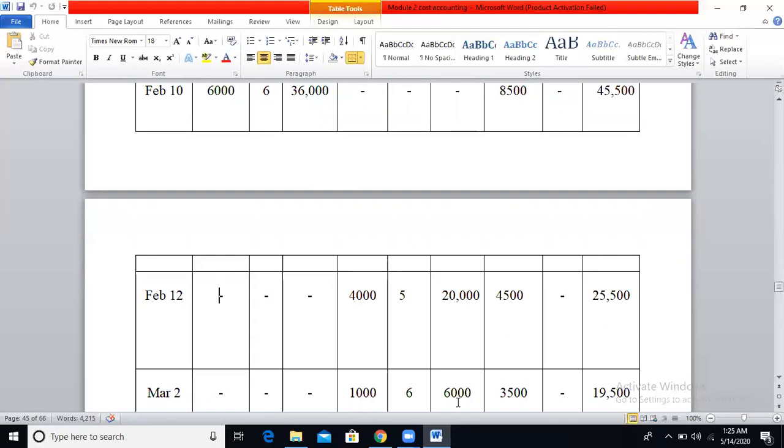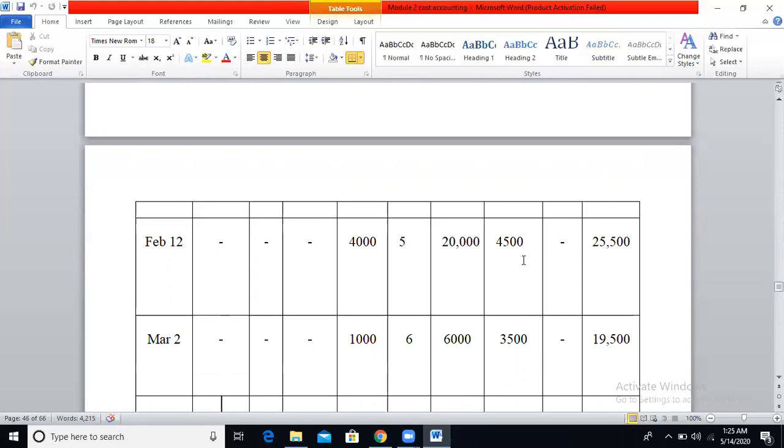So if you make an issue, from the total quantity you have to deduct: 4,500 minus 1,000, you will get 3,500, and from the total value, that is 25,500 minus 6,000, you will get 19,500.